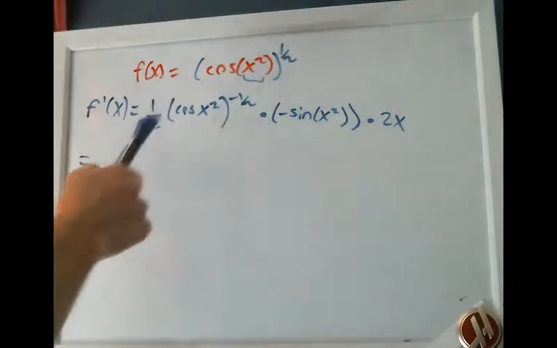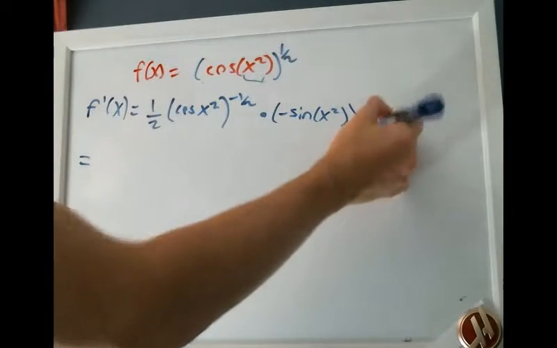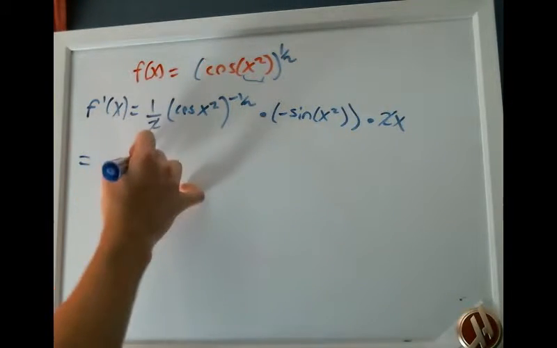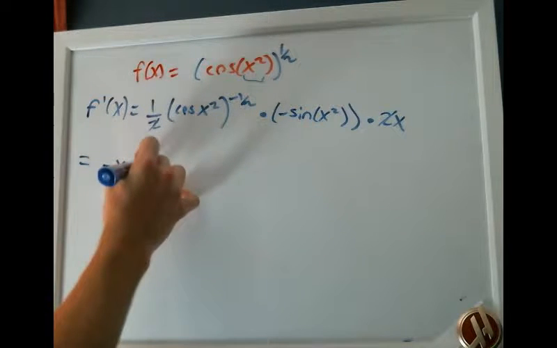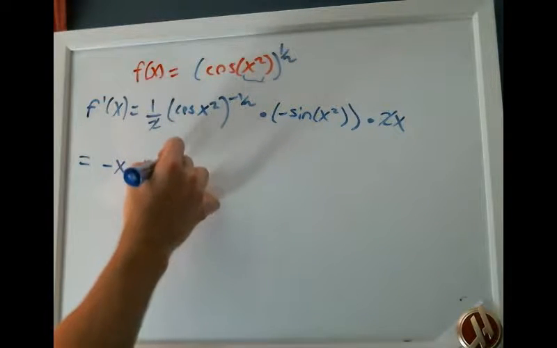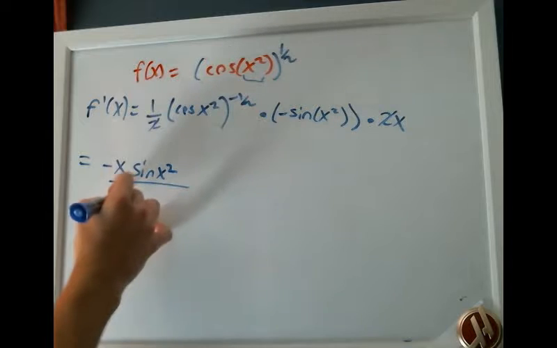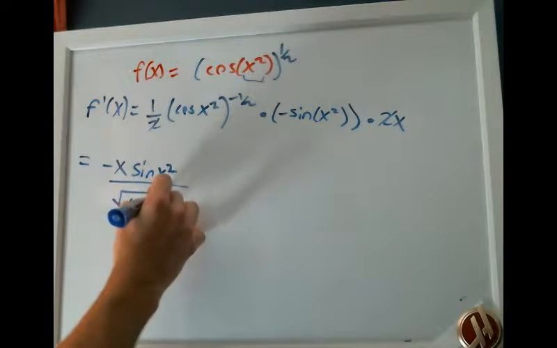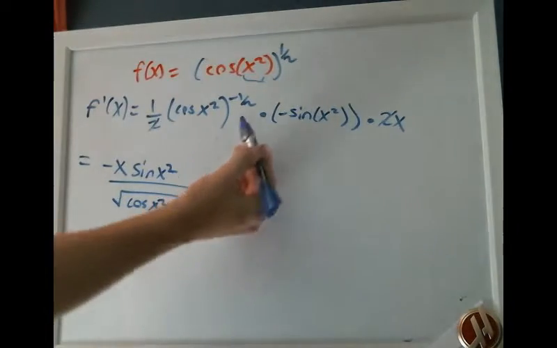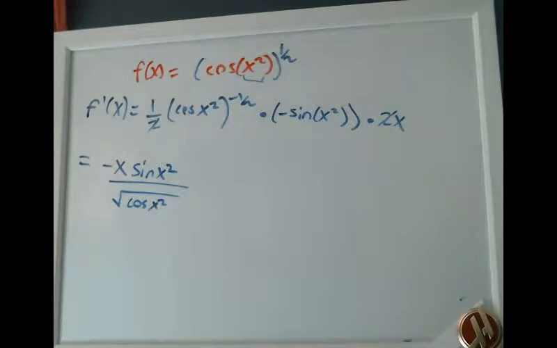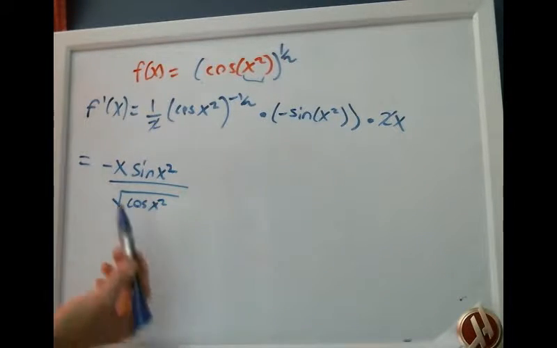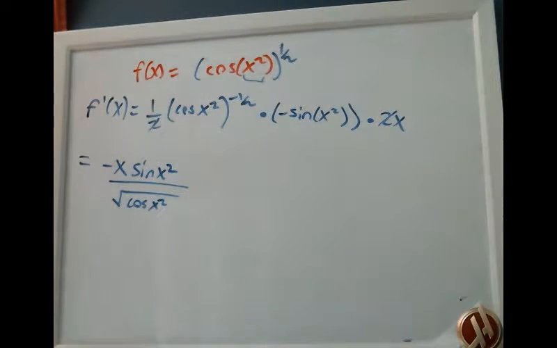Here we have a 2 here and a 2 here, so they're gone. So we're left with negative x sine x squared over the square root of cosine x squared. And we go from here to here, and it means exactly the same thing. Remember, the negative 1/2 power just means it's in the denominator, and the 1/2 power means it's the square root.